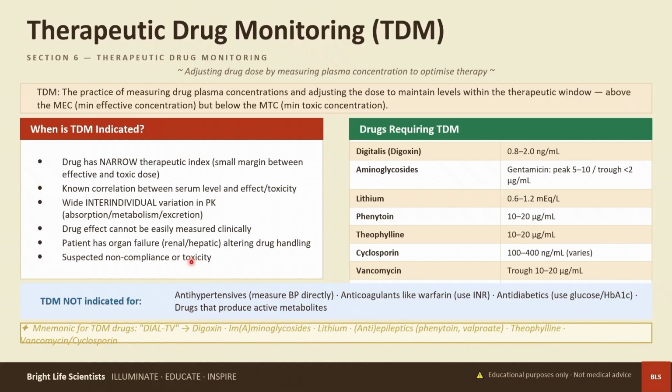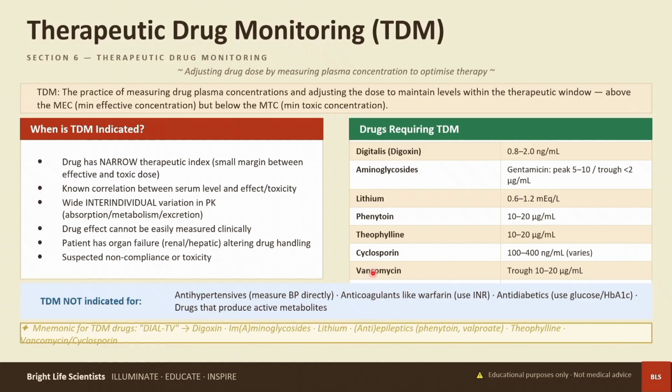The drugs requiring TDM, learn them from DIO-TV. Use DIO-TV to remember them, where D stands for digoxin, A is for aminoglycosides, lithium goes with L, antiepileptics, phenytoin and valproates, theophylline and vancomycin, cyclosporin.